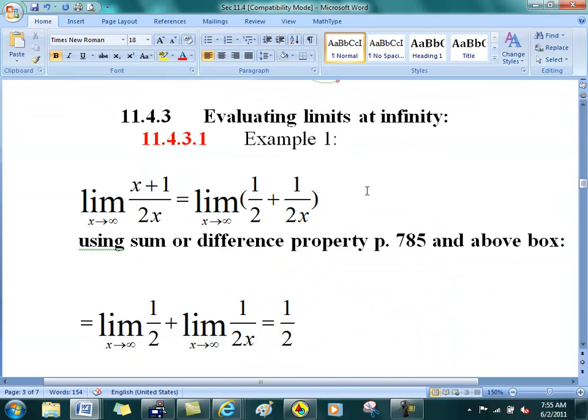Evaluating limits at infinity. A few examples coming up, okay?